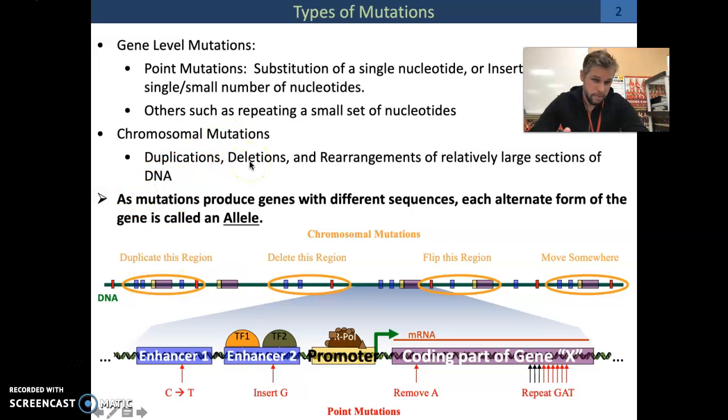This is an important note to make. As mutations produce genes with different sequences, whether that's in the coding part or in different regions, each different form of a gene is called an allele. And we've used this word before when we're talking about disorders, right? We're looking at things like homozygous dominant, homozygous recessive, heterozygous. Whenever we have these mutations, this is what causes these different forms of genes to happen, or these alleles. It's through mutation, right? So we're just looking at the molecular basis of alleles now.